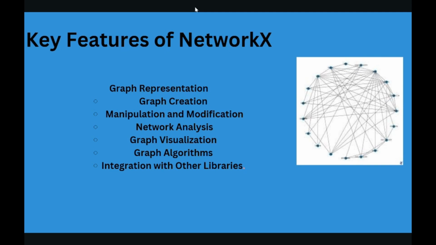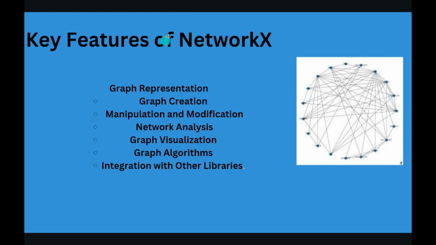In graph algorithms, you can find different types of algorithms like shortest path, minimum spanning tree, PageRank, max flow or minimum cut, etc. In integration with other libraries, NetworkX works well with these libraries, allowing easy manipulation of graph data in matrix form for linear algebraic operations. It can also convert NetworkX graphs into pandas data frames for more efficient data handling and vice versa.